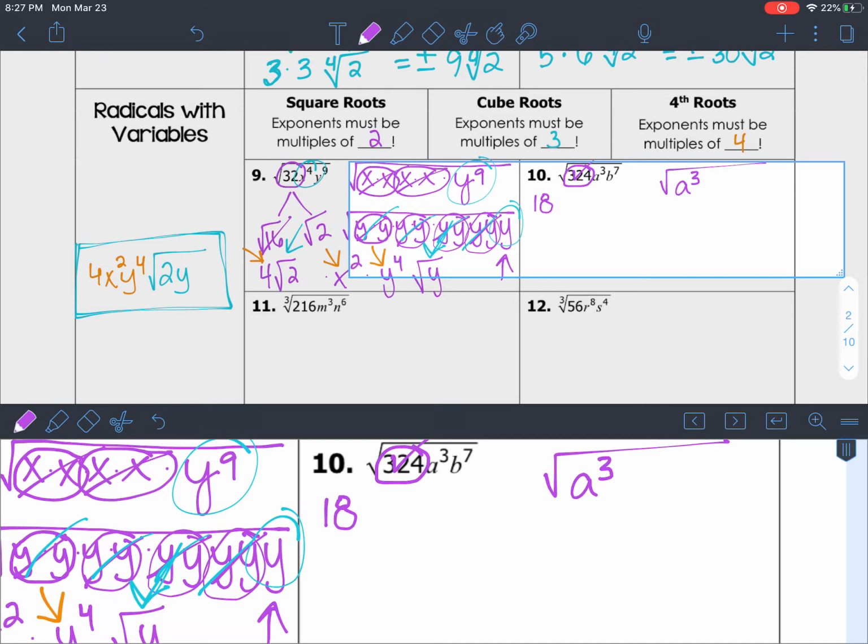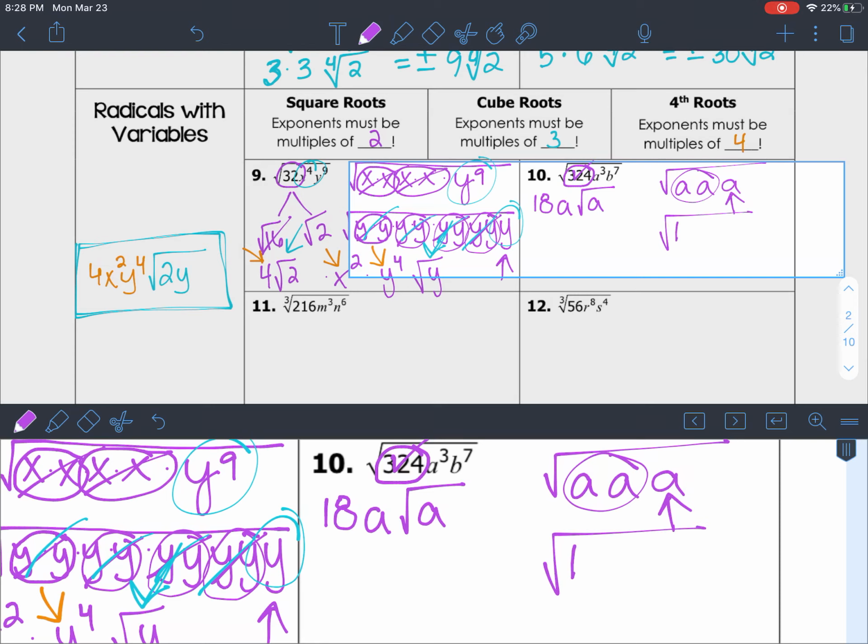Now I have a cubed. So how many pairs are in a cubed? Well, if you want to think about it as a times a times a, I have one pair with one left over. So that means I'm going to have one pair that's going to come out, and I'm going to have one left over. So then what if we talk about the square root of b to the 7th?